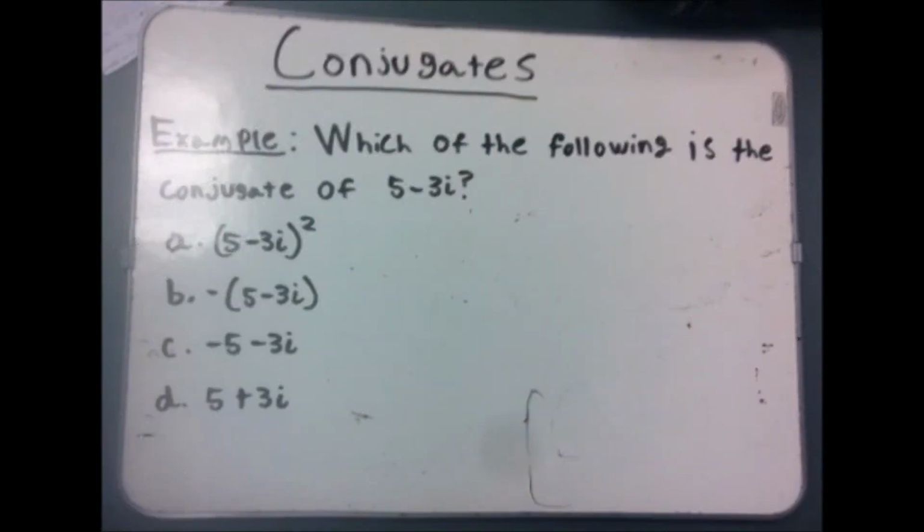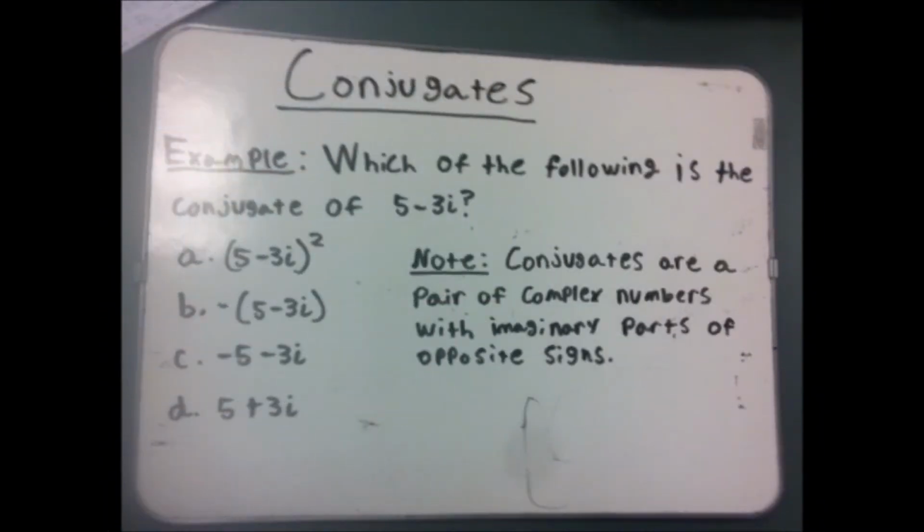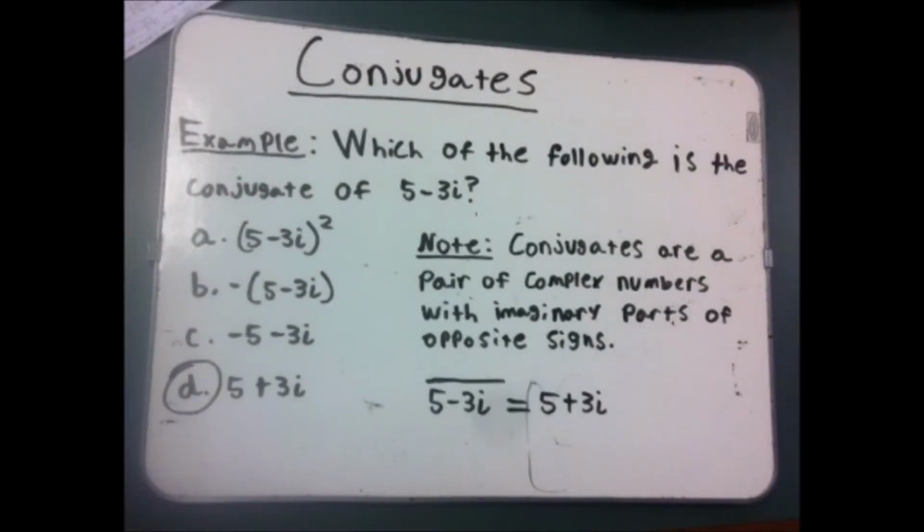Conjugates of complex expressions are very simple. We'll use this problem as an example. Which of the following is the conjugate of 5 - 3i? All you have to do to find the conjugate is take the middle sign of the expression and make it the opposite sign. If it's plus, the conjugate will be minus, and if it's minus, the conjugate will be plus. And the correct answer is D.